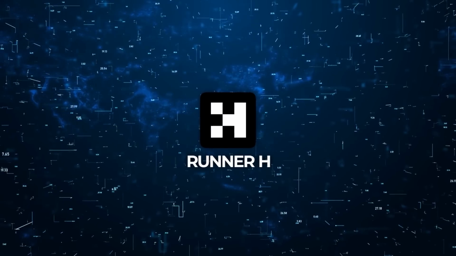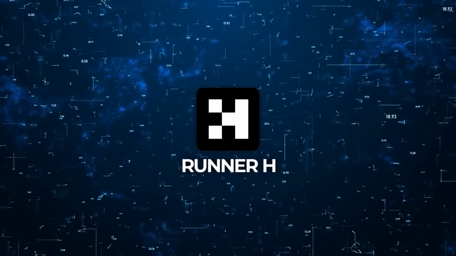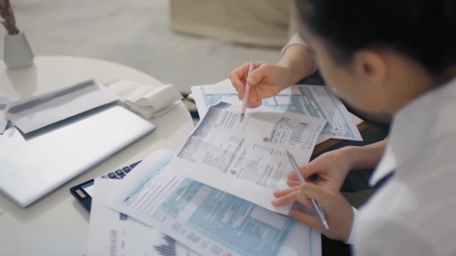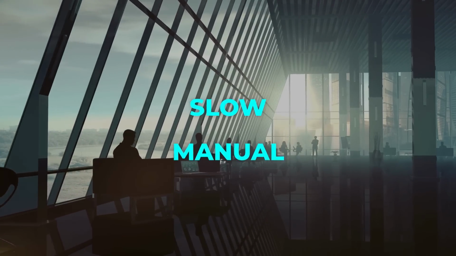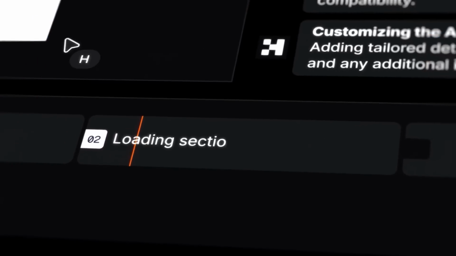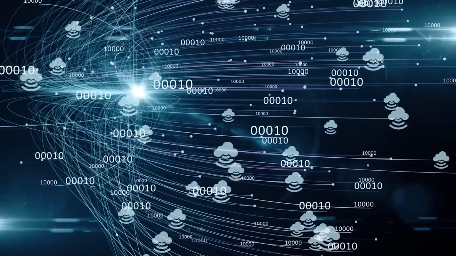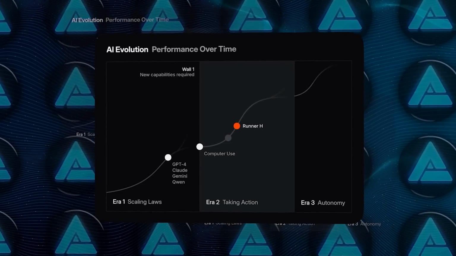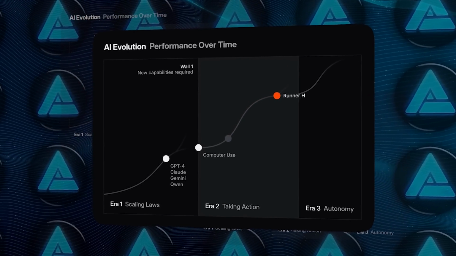Business process outsourcing is another space where Runner H is proving its worth. Billing workflows, especially in industries like dental insurance, can be slow, manual, and reliant on third-party companies. Runner H automates the entire process, from fetching insurance plans to analyzing and submitting claims, giving businesses control over their operations and reducing delays.